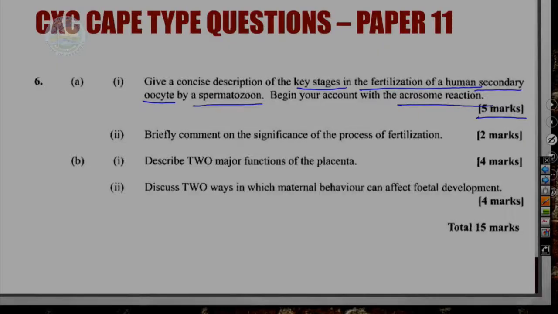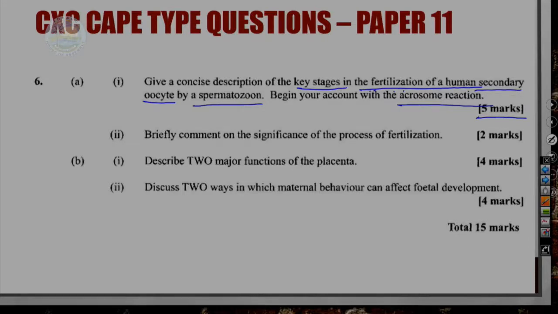Good? So something like that should give you your 5 marks. The key stages in the fertilization, the meeting of the nucleus of the male and female, and begin with the acrosome. So you have to speak of the acrosome reaction. You also have to speak about fertilization. But before fertilization occurs, remember the last stage in meiosis will take place to form the nucleus of the ovum, and therefore that will prepare it.